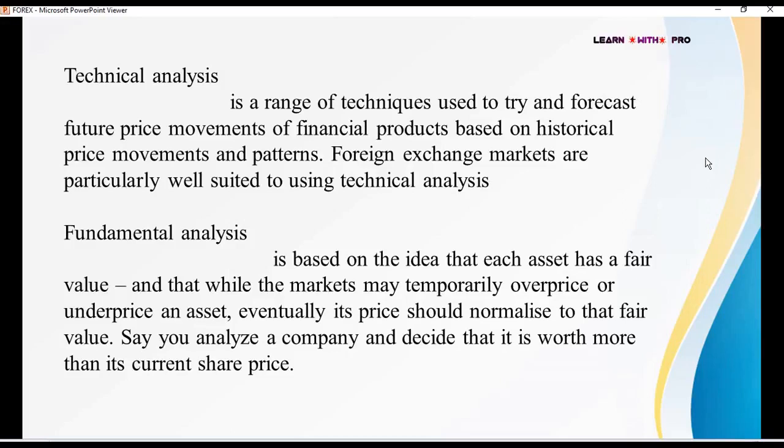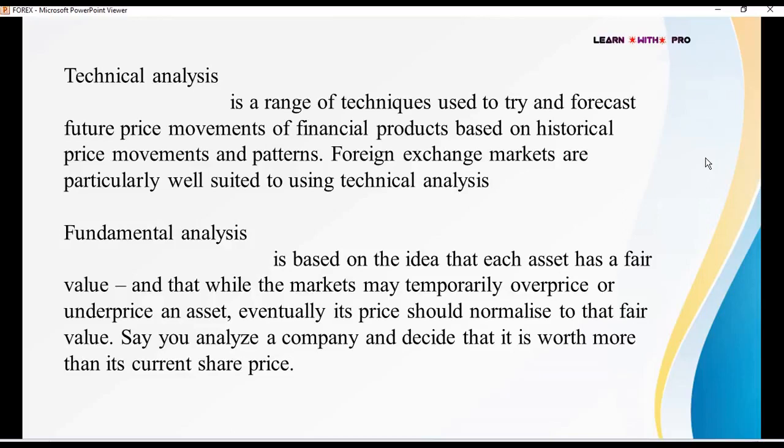Now moving on to what technical and fundamental analysis is. Technical analysis is a range of techniques used to try and forecast future price movement of financial products based on historical price movement and patterns. Foreign exchange markets are particularly well suited to using technical analysis. Why? Because it just shows you maybe you should buy the product or sell the product. Fundamental also does that, but fundamental will show you the reason why you should buy the product or sell it.